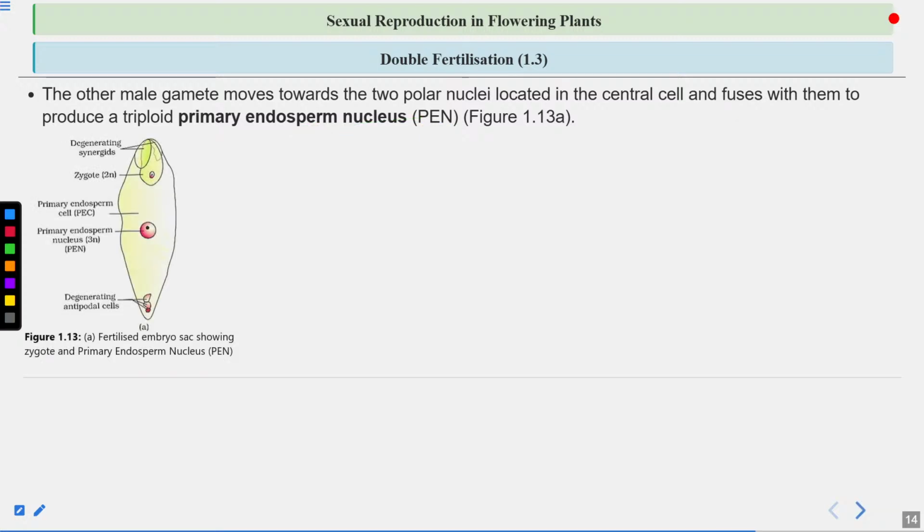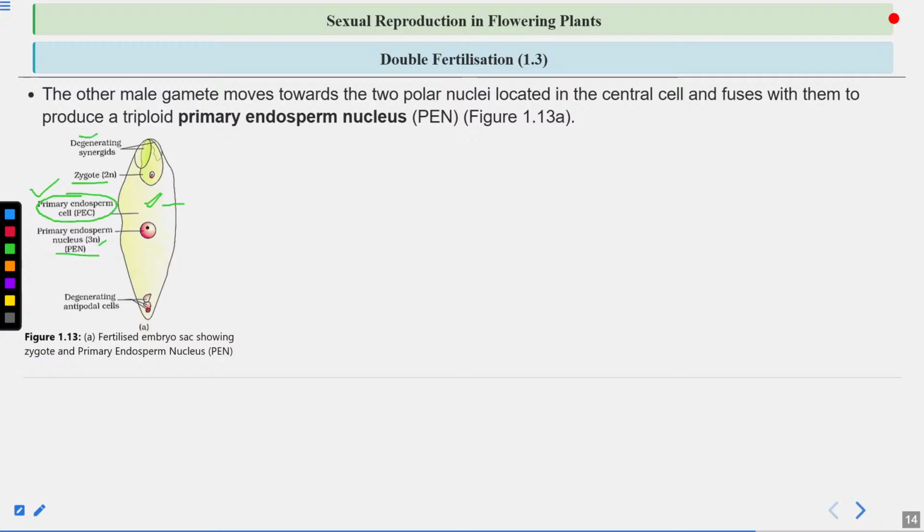So here you can see the primary endosperm nucleus, PEN, and this central cell, here you can see primary endosperm cell. The central cell's name got changed. As the triple fusion takes place, the central cell, earlier it was this particular cell, it was called the central cell, but once the triple fusion takes place and the primary endosperm nucleus forms, this central cell is now called the primary endosperm cell. Clear? And here you can see the zygote is there.